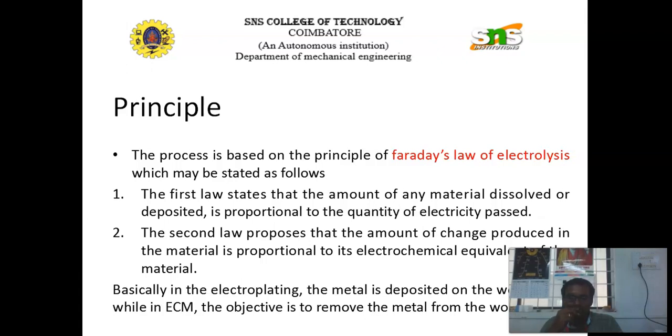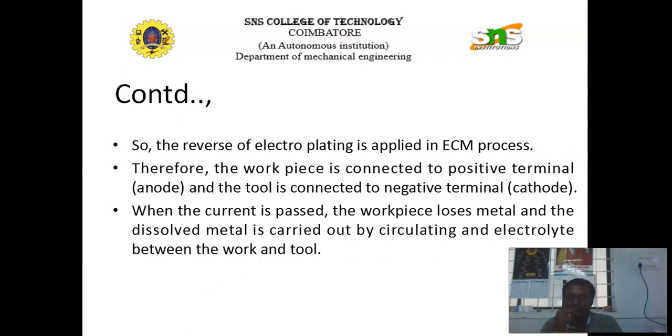Basically, in electroplating, the metal is deposited on the workpiece, while in ECM, the objective is to remove the metal from the workpiece. So, the reverse of electroplating is applied in electrochemical machining. Therefore, the workpiece is connected to the positive terminal, the anode, and the tool is connected to the negative terminal, the cathode. When the current is passed, the workpiece loses metal, and the dissolved metal is carried away by electrolyte circulating between the workpiece and the tool.